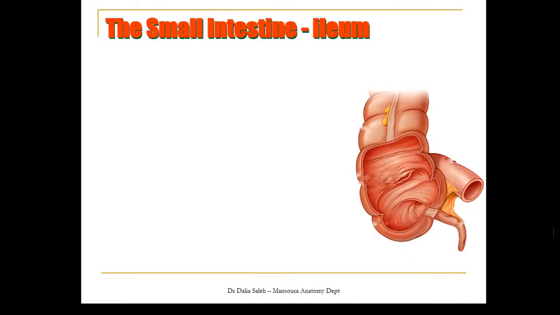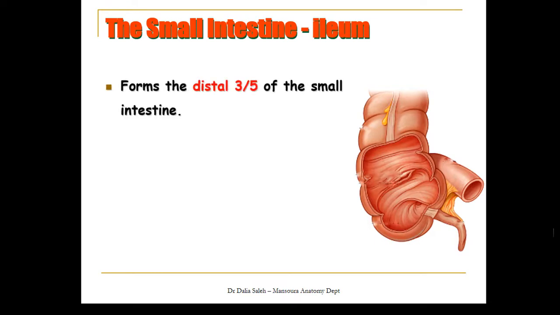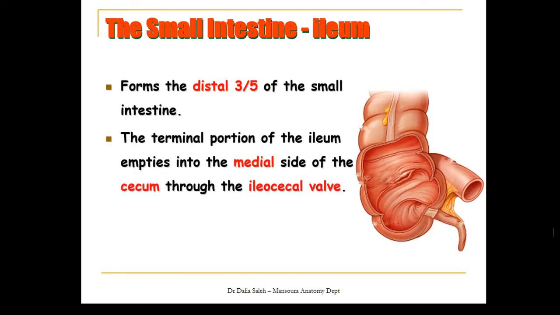The last region of the small intestine is called the ileum. It forms the distal 3/5 of the small intestine. The terminal part of the ileum empties into the medial end of the beginning of the large intestine, which is called the cecum, through a valve. This is called the ileocecal valve.